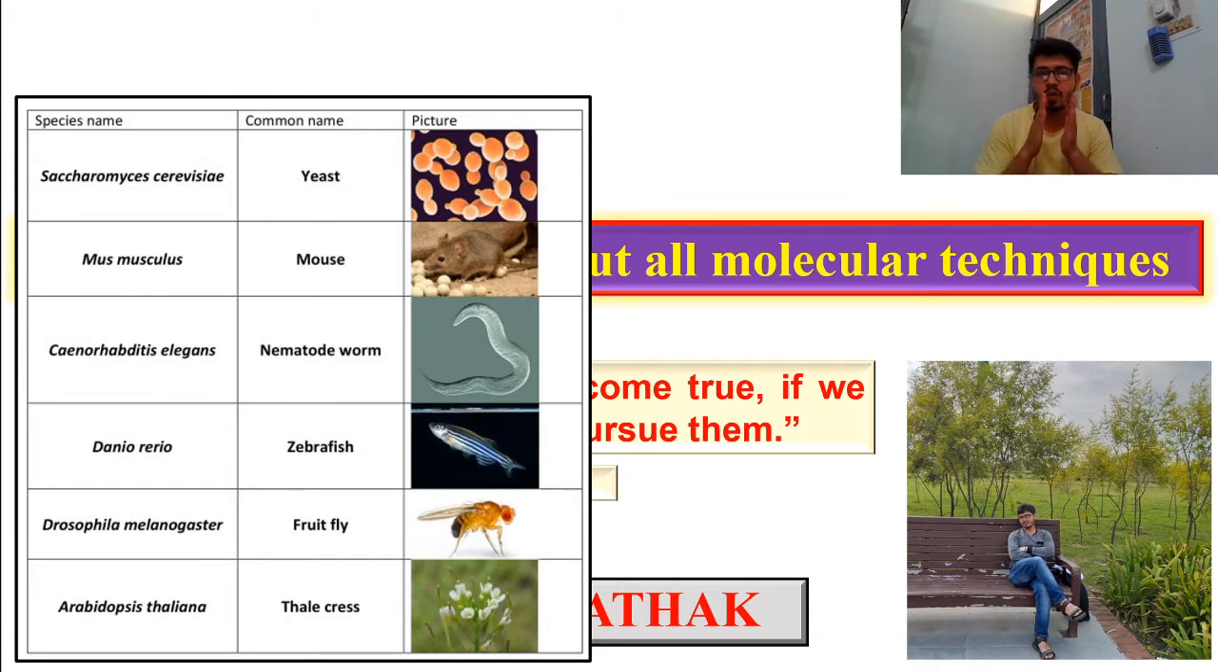Before we start, I just want to tell you about the model organism. What is a model organism? When a research scholar uses some organism for their study, these organisms are called model organisms. Saccharomyces cerevisiae is yeast, and Mus musculus is mouse. For human study and drug discovery, the mouse model is studied, and we compare the mouse model to the human because mouse and human have a somewhat similar genome.